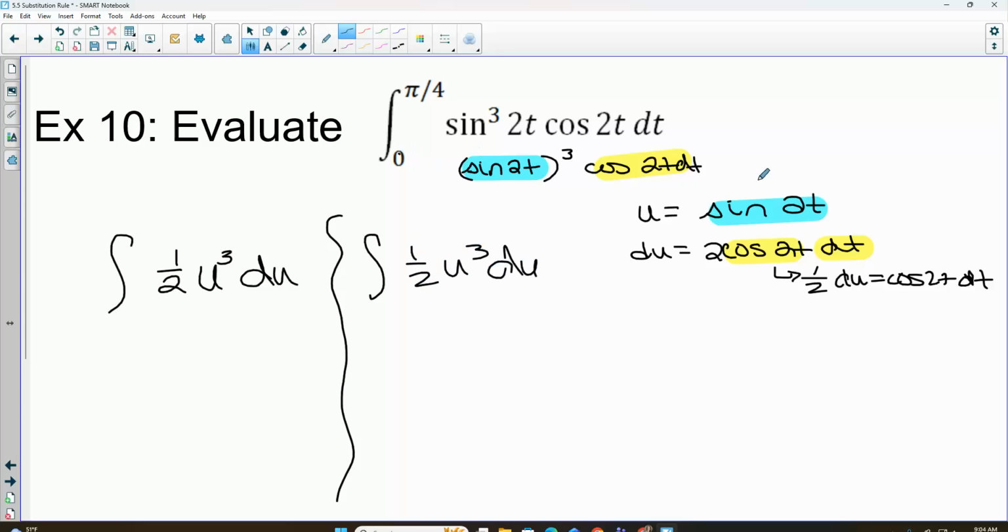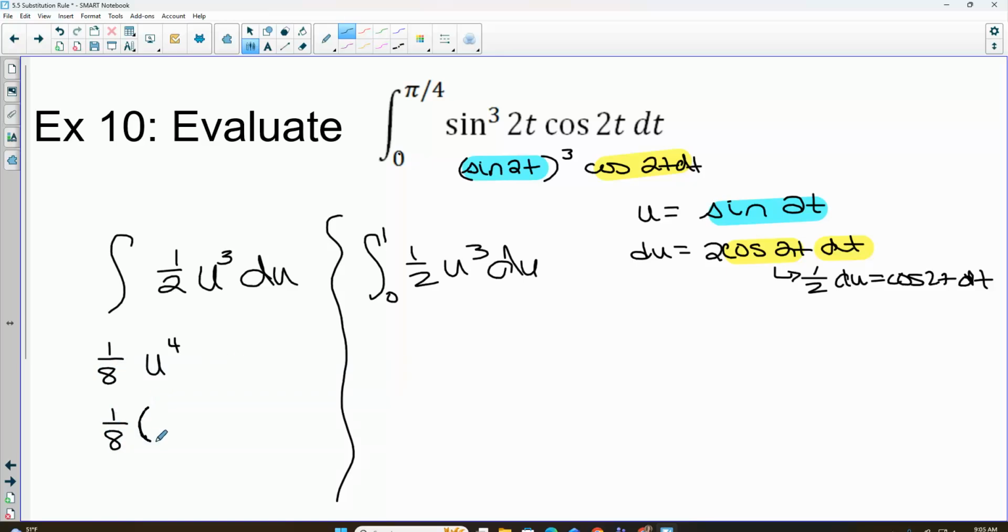If t is 0, 2 times 0 is 0, what's the sine of 0? 0. If you put in pi over 4 times 2, that is pi over 2, or 90 degrees, sine of 90 is 1. So if you change them, the new limits are 0 to 1, or you can keep the original. Right, antiderivative, add 1 to the power. So we need a 1/4 in front times the 1/2 that's already there, so that's a 1/8.